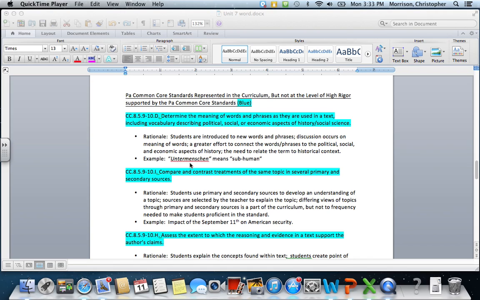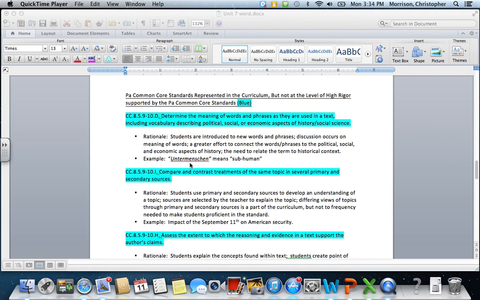This is one of the Common Core standards I was not sure where I wanted to put, whether it was a yellow or a blue. I definitely do a lot of definition vocab terms, but based on the part where it says including vocabulary describing political, social, economic aspects, I think there's room for improvement. What I put for the rationale: students are introduced to new words and phrases, discussion occurs on the meaning of words, but a greater effort is needed to connect the words and phrases to the political, social, and economic aspects of history, and to relate the term to historical context.